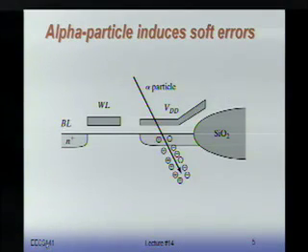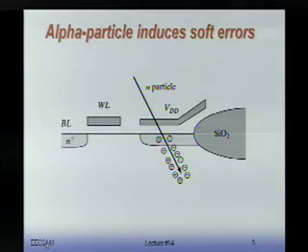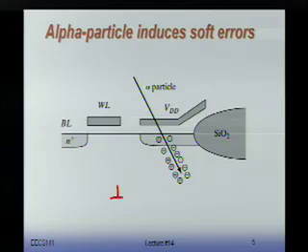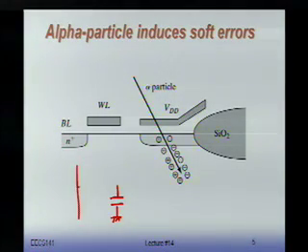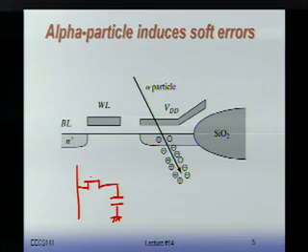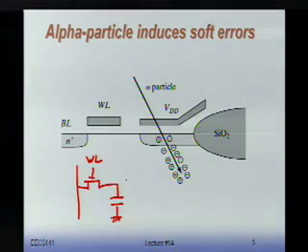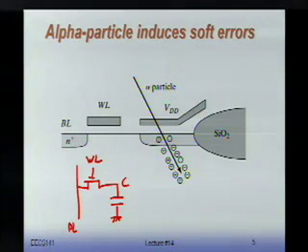soft errors happen. So suppose, let's say, that in this case what I've drawn is not an SRAM cell, but a DRAM cell. The DRAM cell is really nothing else than a capacitor with a transistor. And this is C, this is called the bit line, and that's the word line. C storage.